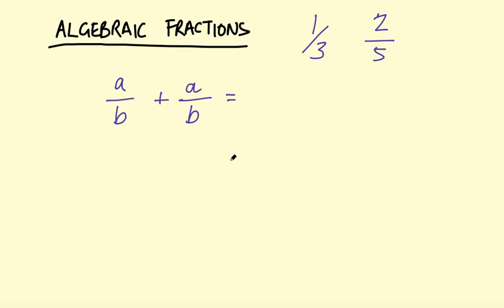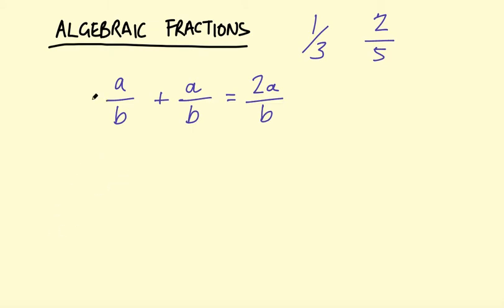But with your normal fractions, to add fractions you need the denominator to be the same. So if you've got a over b plus a over b, the denominator there is already the same, so all you have to do is add the numerators. So a plus a is 2a over b. So your fraction there will be 2a over b.